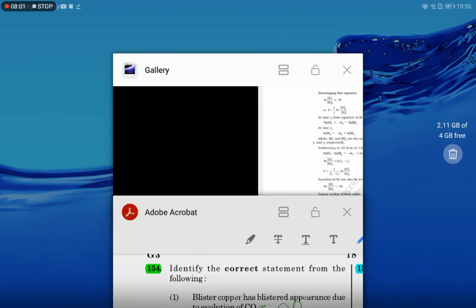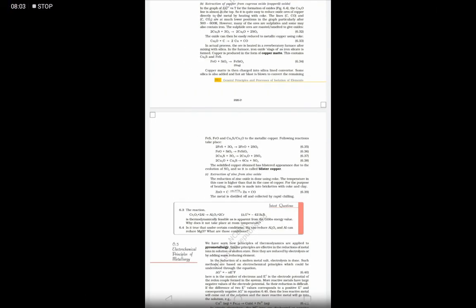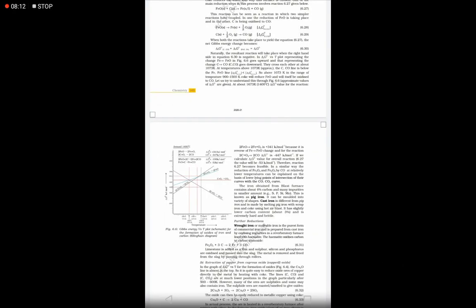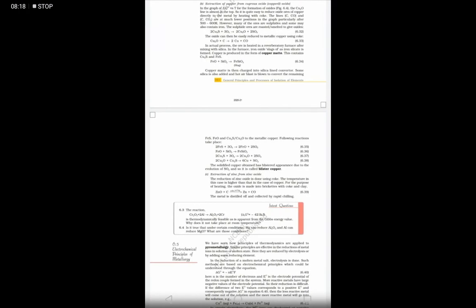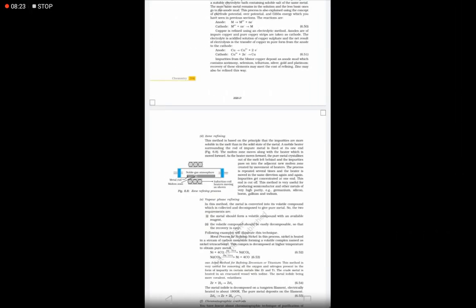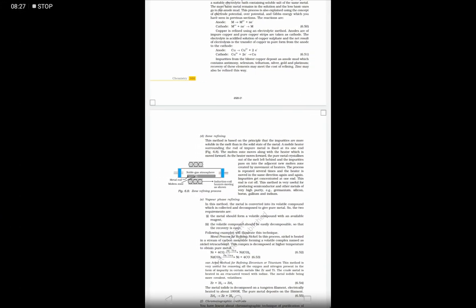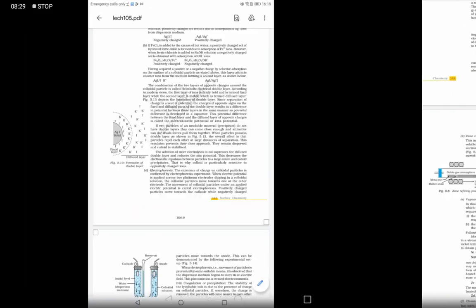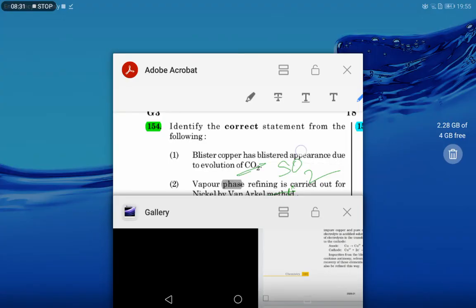Pig iron can be molded into variety of shapes. So you could see here the solidified copper obtained has blistered appearance due to the evolution of SO2, not CO2. Pig iron could be molded into variety of shapes. Wrought iron is the purest form of commercial iron possible. And also you could see that Mond process is for refining nickel, Van Arkel method for refining zirconium or titanium.